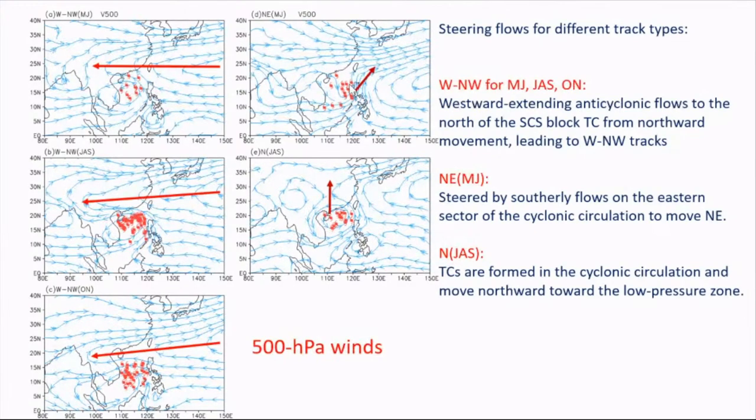For the northeastward track type, TCs tend to form within the cyclonic shear over here. So after formation, this TC can be driven by the southwesterly or southerly flow to move northeastward. And then for the northward track type, TCs tend to form within a closed cyclonic flow pattern over here. And then after formation, this TC may move northward into a low pressure zone over southern China, resulting in a northward track type.